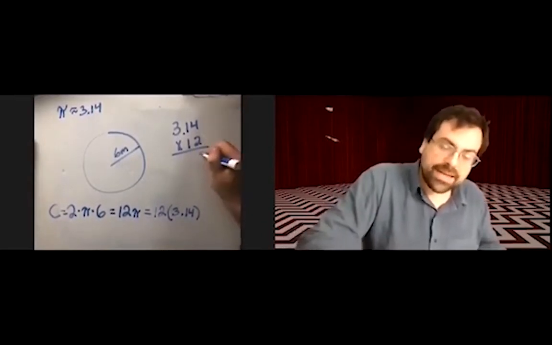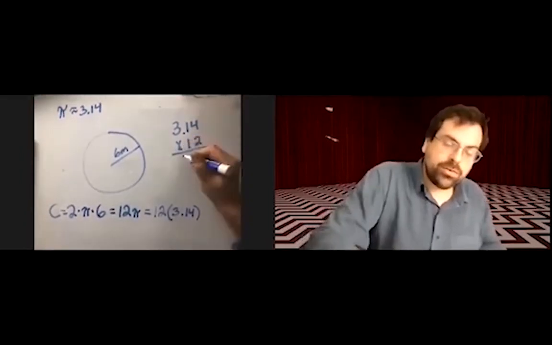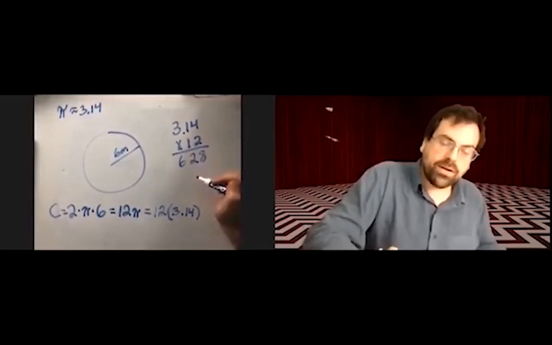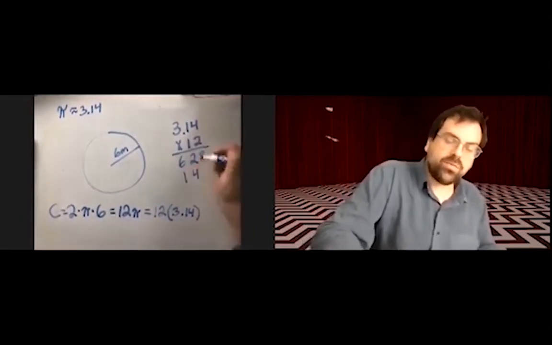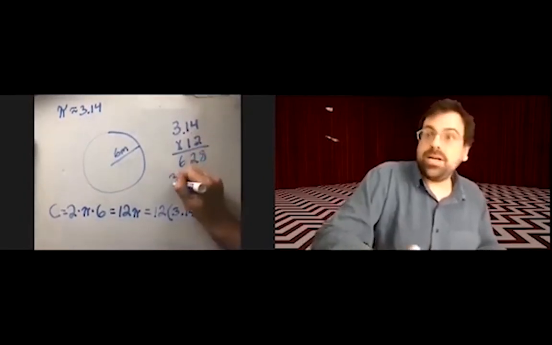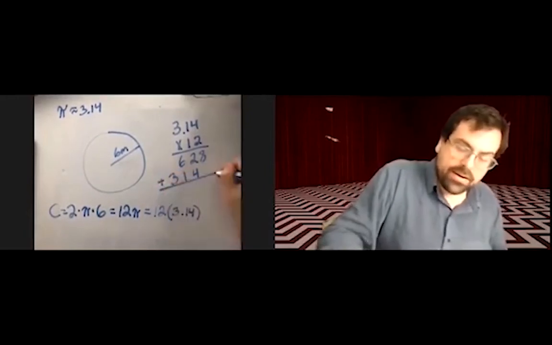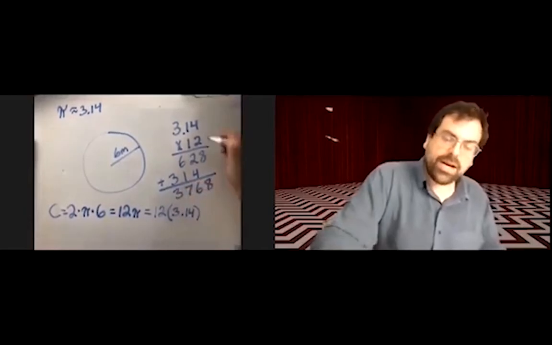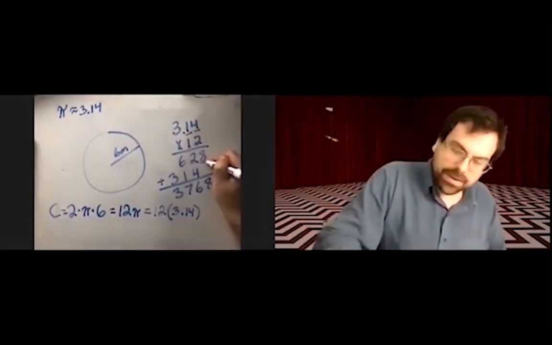2 times 4 is 8. 2 times 1 is 2. 2 times 3 is 6. Move over to under the 1. 1 times 4 is 4. 1 times 1 is 1. 1 times 3 is 3. Add 8, 6, 7, 3, 2 places past the decimal. Whoops.